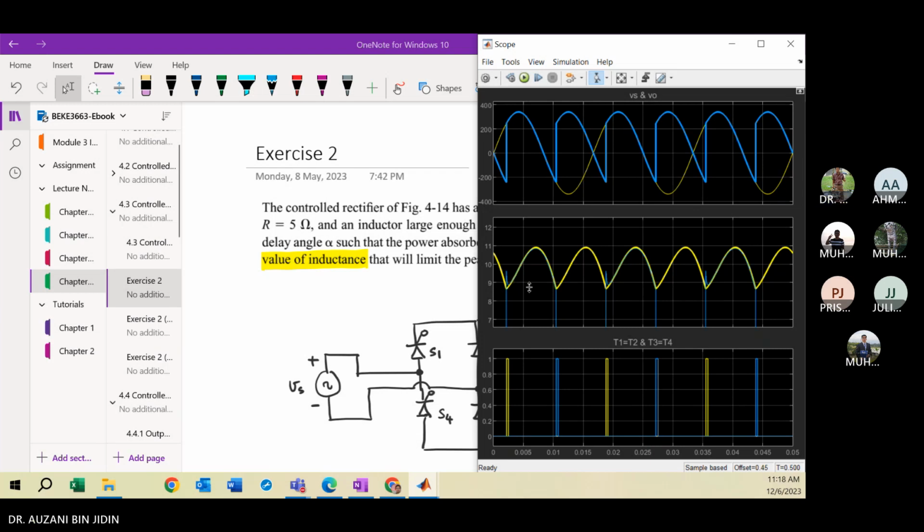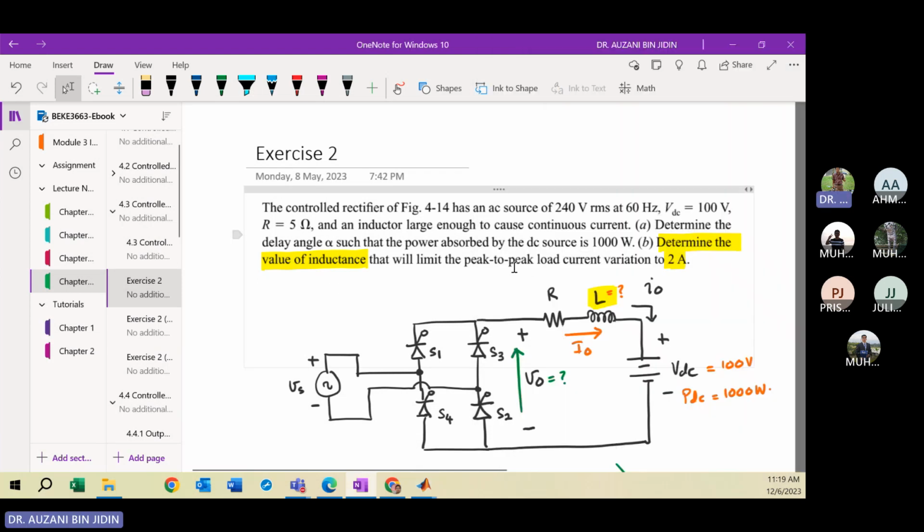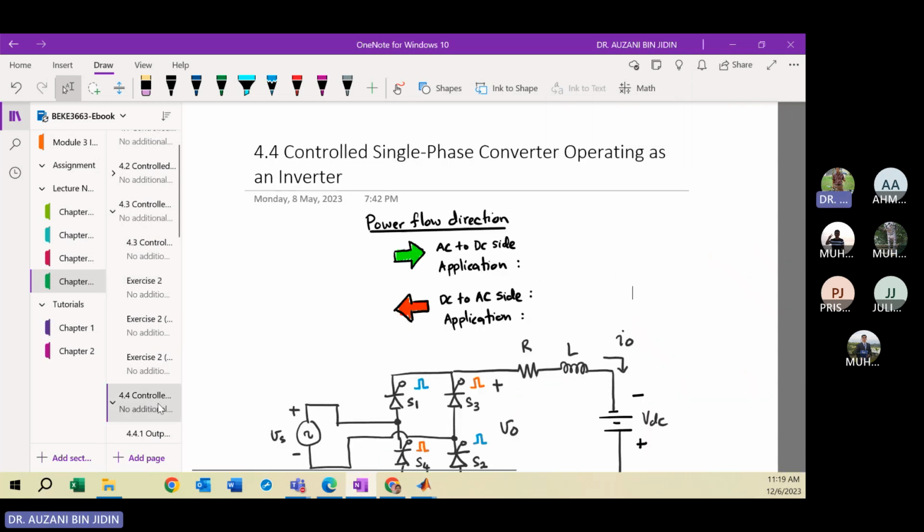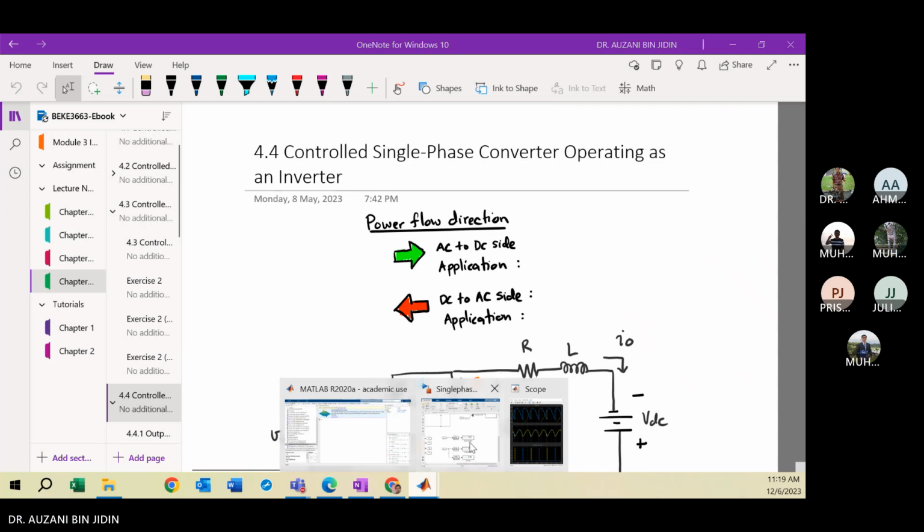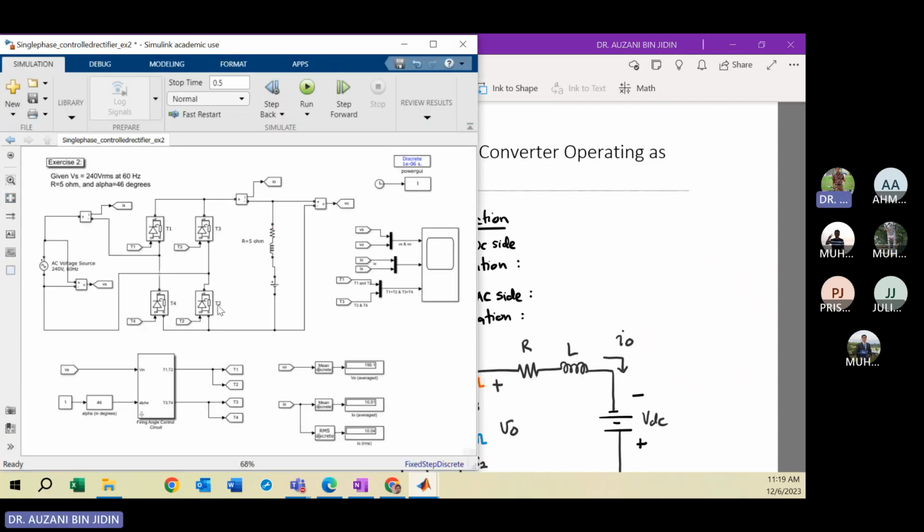Okay. So this result may have some error, slightly greater than the calculation. But the error is very small, less than 5%. So the result can be acceptable. Okay, clear? So this is how you verify the calculation through the simulation result. Any question before we proceed to the next section 4.4 regarding the simulation model?